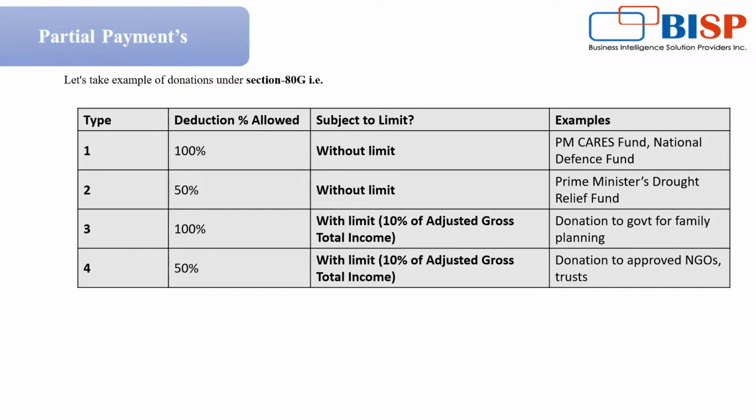Under Section 80G there are different types of deductions. For example, there is a type with 100% deduction without limit, 50% deduction without limit, 100% with limit, and 50% with limit, right? These depend on what type of donation you have made. Here you can see the 100% without limit is under the PM CARES Fund and National Defence Fund, whereas the 50% is under the Prime Minister's Drought Relief Fund. And the 50% with limit is under donations to approved NGOs and different trusts.